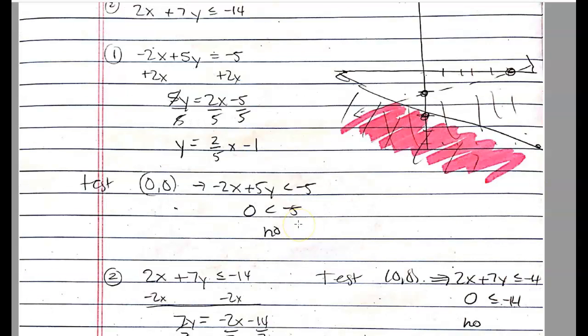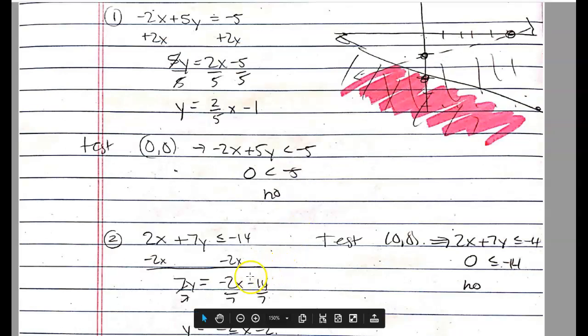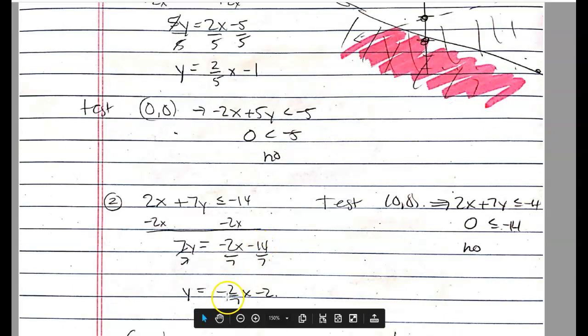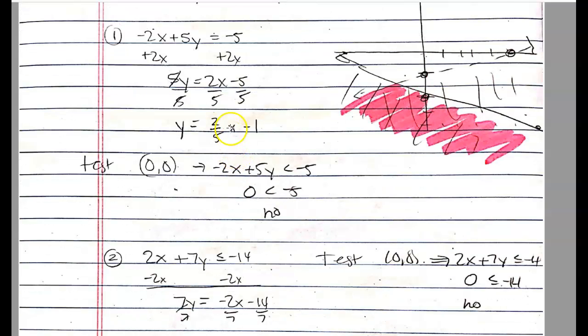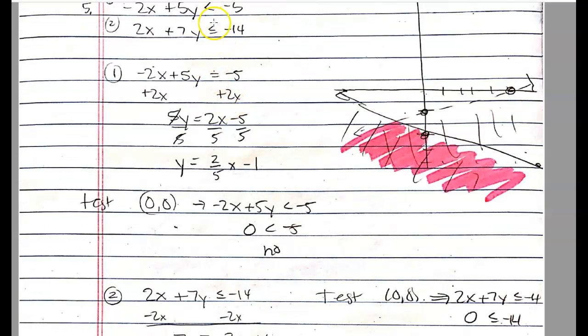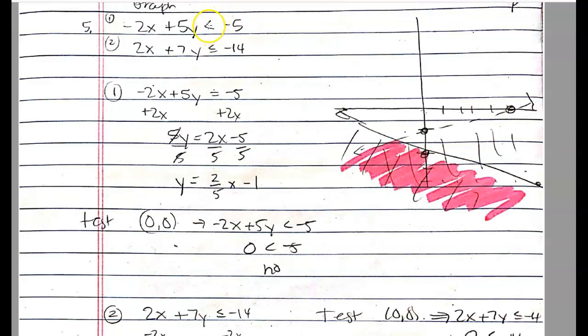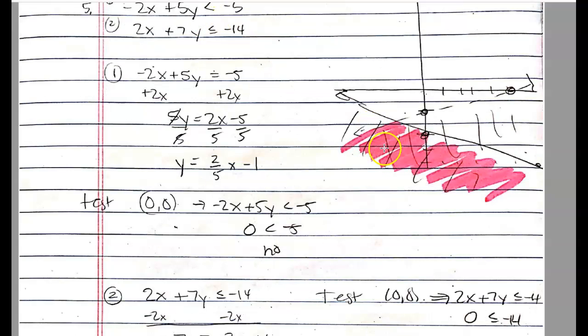Then the second inequality, I change to an equal sign, solve it for y, and I have down 2, and then I use the slope of down 2 over 7, and it gives me this boundary line, which is solid because of the or equal to. This one up here was dashed because of the strict inequality. So a dashed one on this one and a solid one on this one.